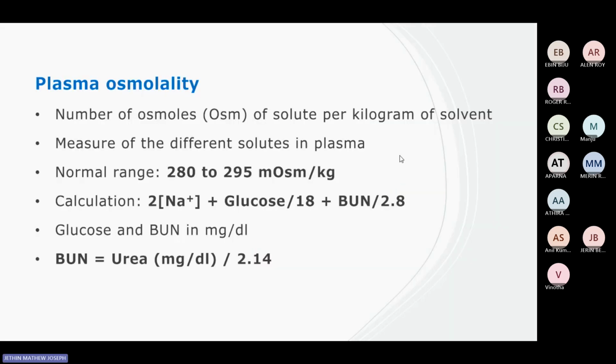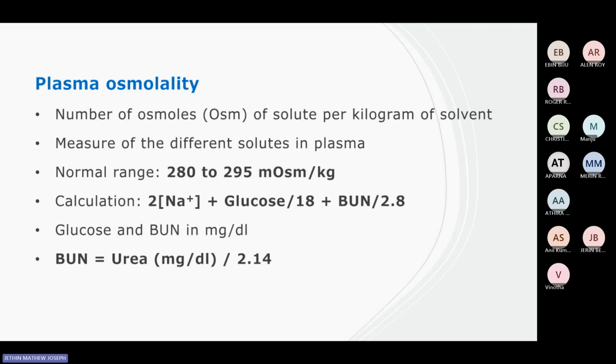So what is plasma osmolality? I already talked about plasma osmolality. It's a measure of the different solutes in plasma. So by definition, it is the number of osmoles of solute per kilogram of solvent. So the normal range of plasma osmolality is 280 to 295.